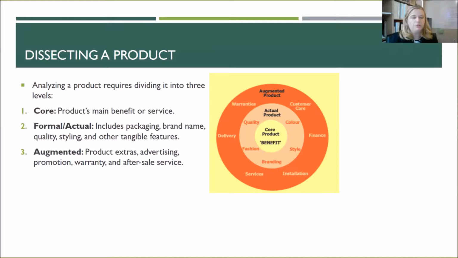So when we move to the formal level, what we're looking at is things like packaging, the brand name, and maybe if there's a possibility of brand loyalty. There's the quality of the product and the styling. So styling is a main thing that we're going to be weaving throughout all of this course because it is very important with apparel and textile retailing. And so it's important to understand that styling falls under this mid-level of what a product is.